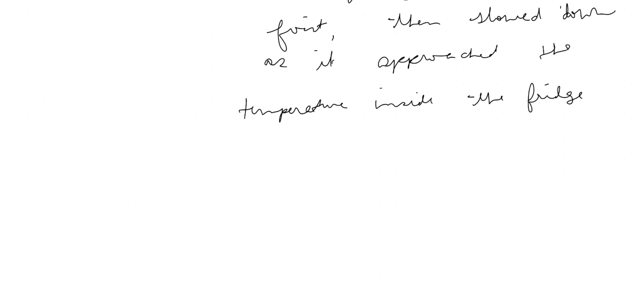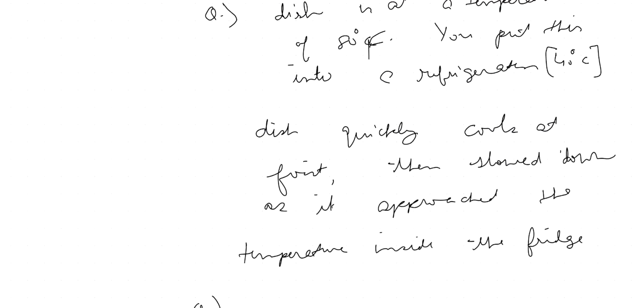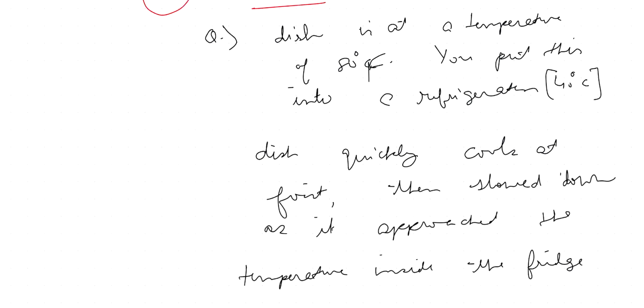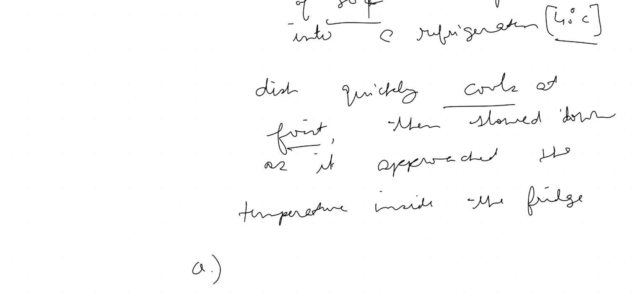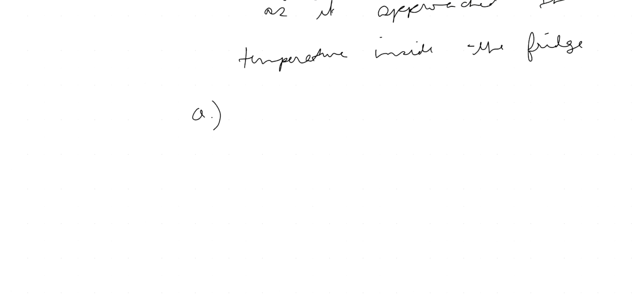So this is the question. I think my handwriting is not so good, but I'll just read it out. You have a dish which is at a temperature of 80 degrees Fahrenheit. You put it into a refrigerator, the temperature of which is 40 degrees Celsius. You see that the dish quickly cools at first, which means you will see it in terms of time, and then slows down as it approaches the temperature inside the fridge. So I'll draw four graphs. You have to choose which one would represent the behavior correctly.